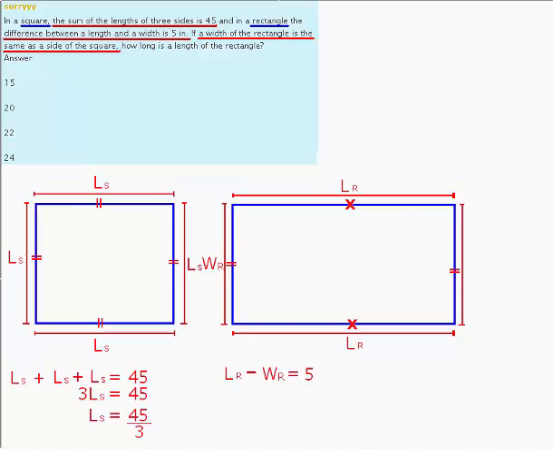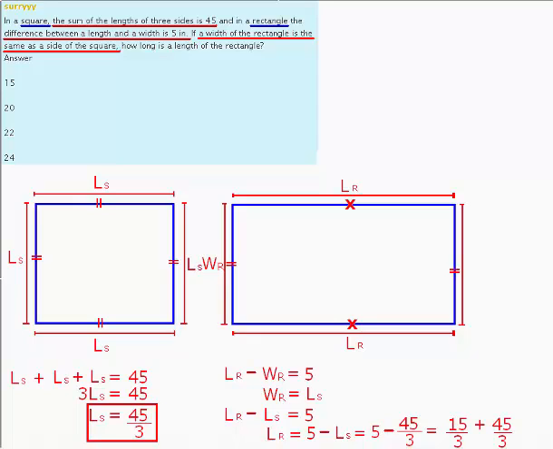Since the question also tells us that the width of the rectangle is the same as a side of the square, we know that WR equals LS, and therefore we can rewrite that LR minus LS equals 5. And furthermore, LR equals 5 minus LS. Since we know that LS is equal to 45 over 3, we can rewrite this equation as LR equals 5 minus 45 over 3, which can be rewritten as 15 over 3 plus 45, which simply equals 20. So there you have it, Surrey. The length of the rectangle is 20.